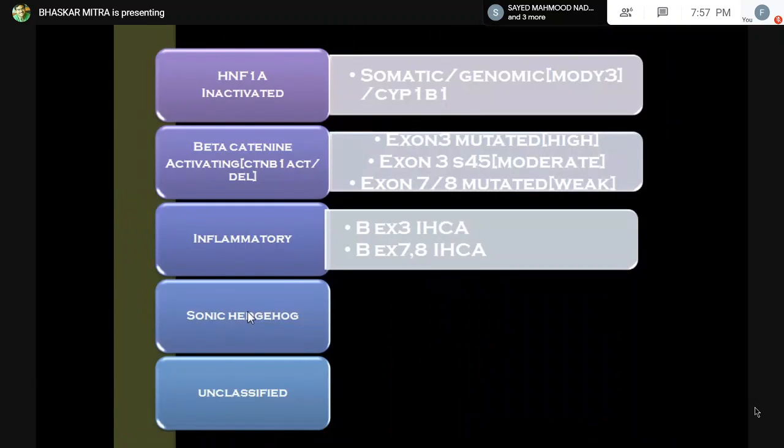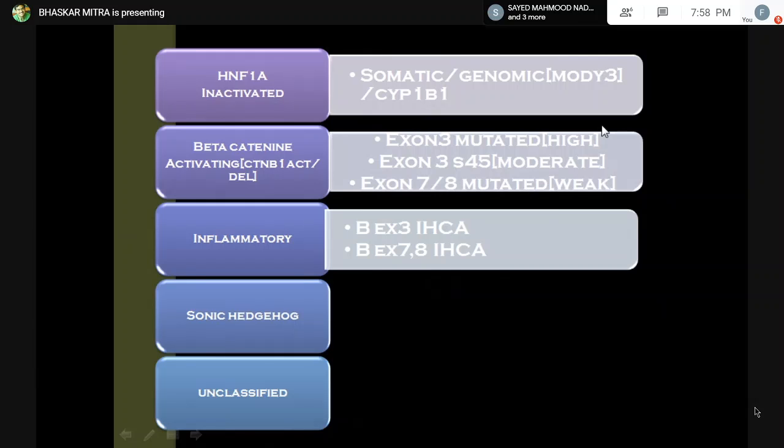Now, these are the genetic mutations we are looking for. First is HNF1 alpha mutated. There is a somatic or genomic mutation involving the CYP1B1, MOT3, and the beta-catenin activating or CTNNB1 activating or deletion mutation. There may be a mutation in exon 3, there may be a mutation in exon 3 S45, and there may be a mutation in exon 7-8.